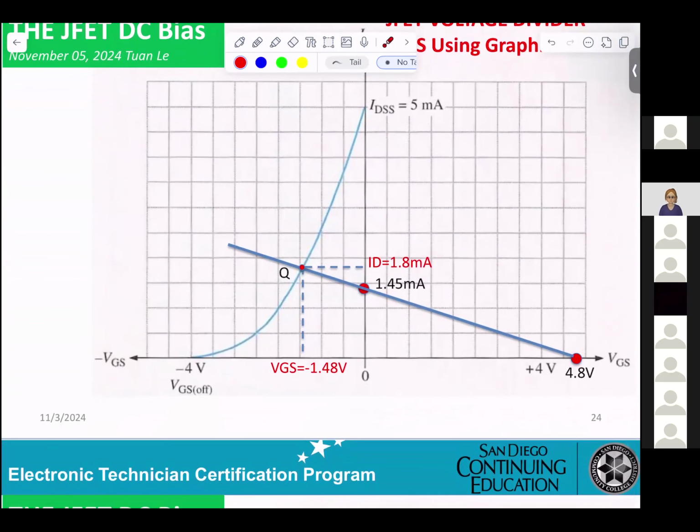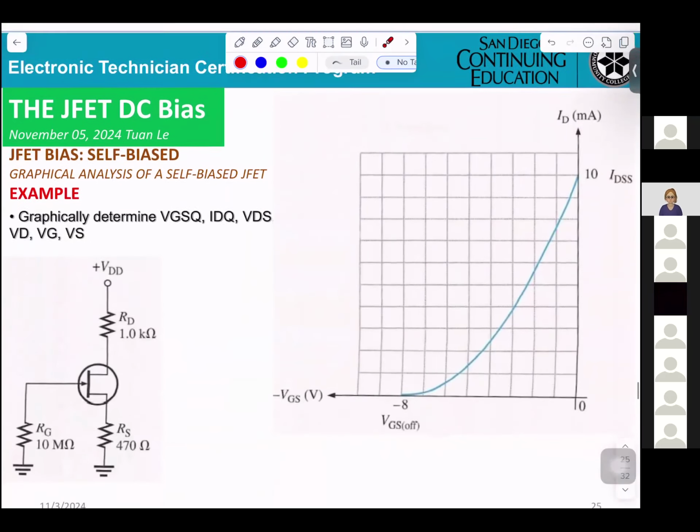And now you need the Q point. That means you have to draw the line. When it hits the curve right here, then you can get ID and you can get VGS. Same thing. In order to draw the line, you need 2 points. 1 point here and 1 point here. Let's see what they're telling you.